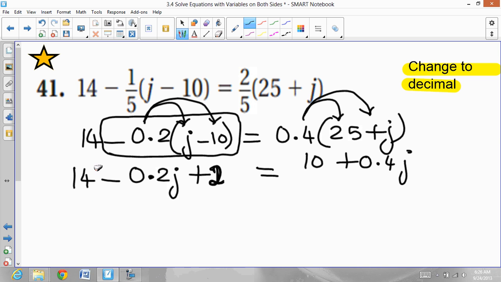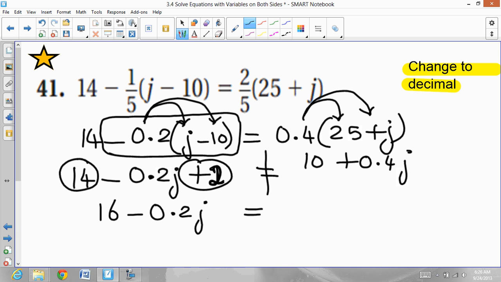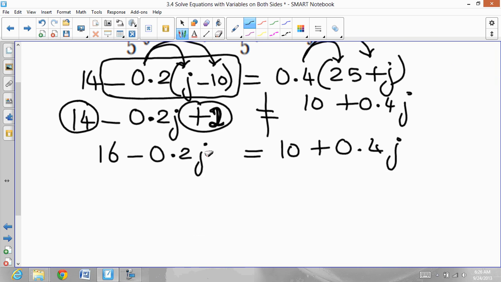And now if you look on the left side, I got constants. So I need to collect them all in one place, so it is easier to do the calculations. So 14 and positive 2 combine to give you 16 minus 0.2j equals 10 plus 0.4j. Now once again, if you look on the left side of the equal sign, you got a j here. If you look on the right side of the equal sign, you got a j here. You need to collect them all to one place.